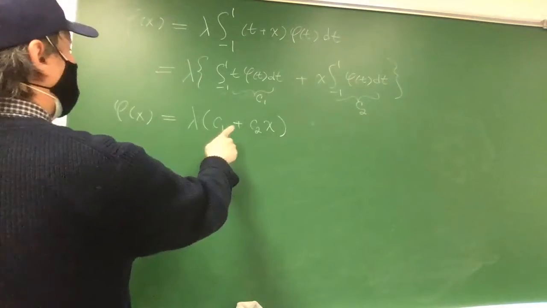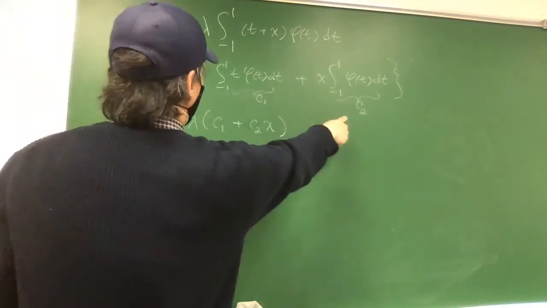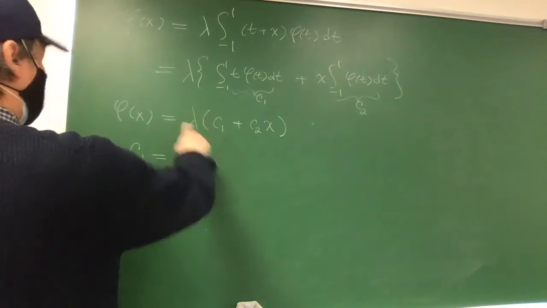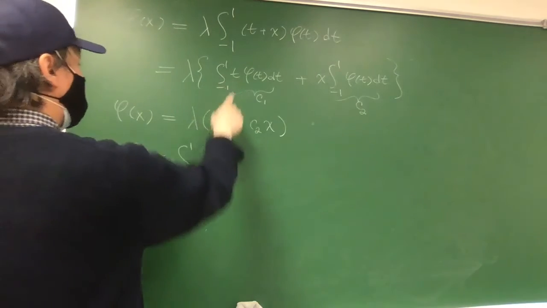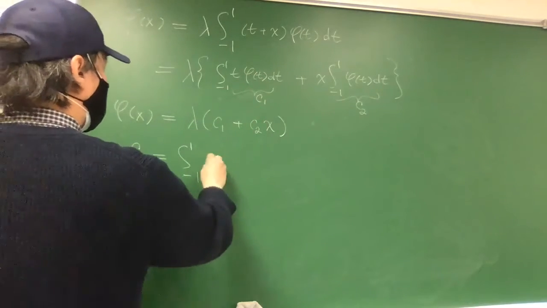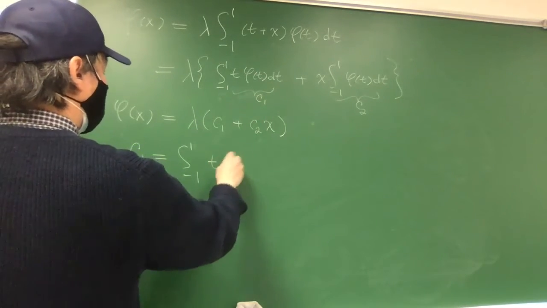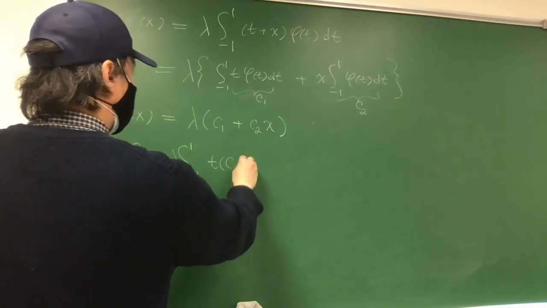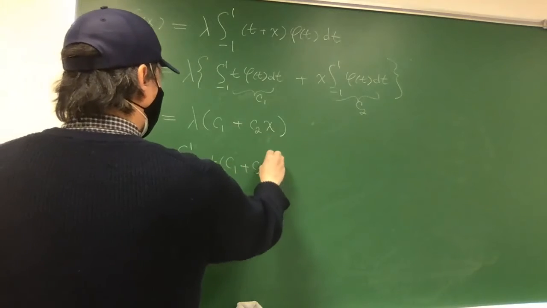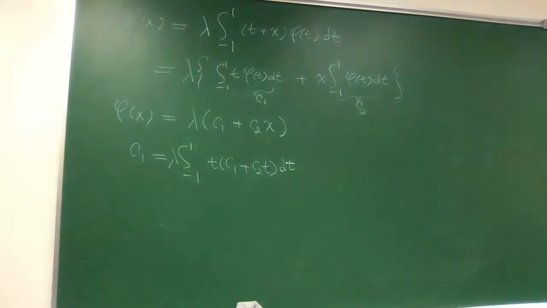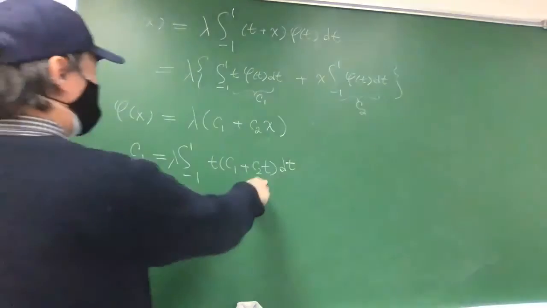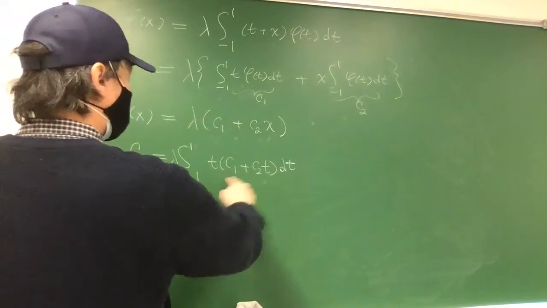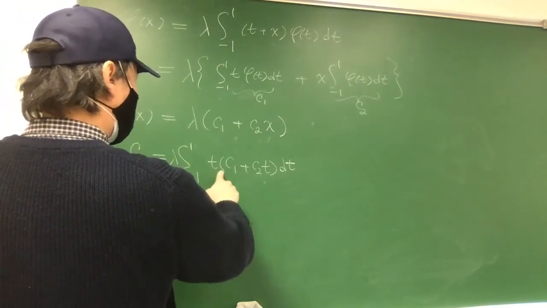And then in order to solve for phi, you use these two equations. So C sub one is equal to, no lambda, integrating minus one to one, t times this phi. So t times phi is this, you have a lambda, C sub one plus C sub two, and now x changes to t. Just basically plug this back to here and you get this one. And this integral is trivial to integrate because it's just integrating t.